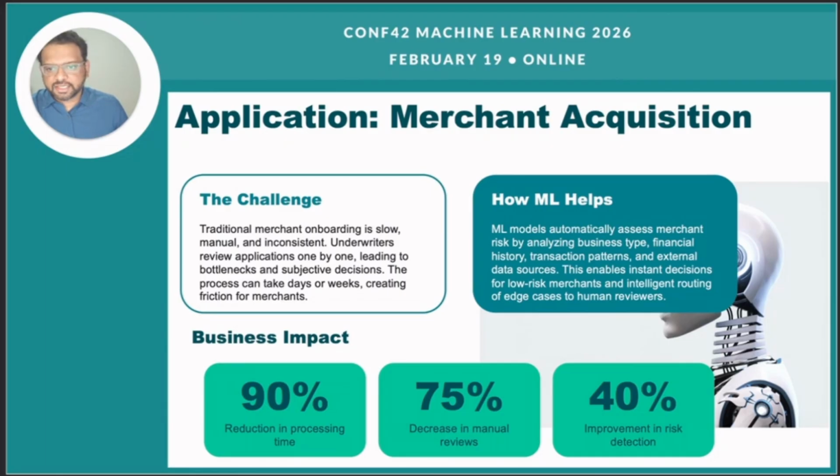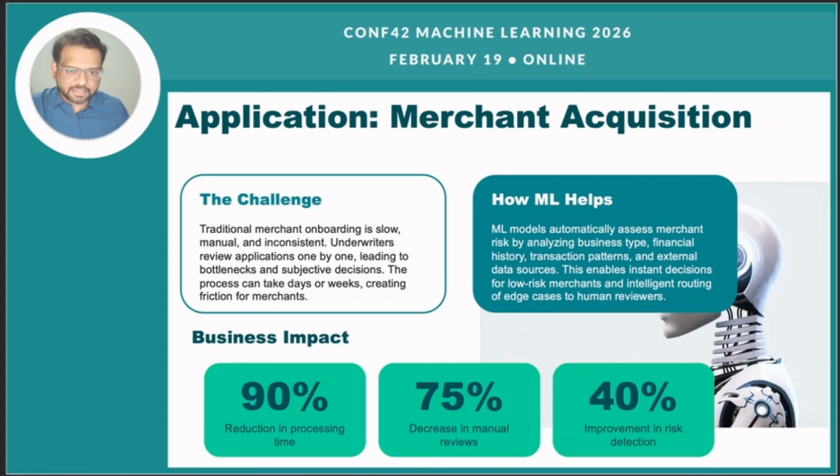The challenge in traditional merchant acquisition and onboarding is significant. The process is slow, manual, and inconsistent. Underwriters have to review the applications one by one, evaluating business documents, financial statements, and risk factors. This can take days or weeks, creating friction for merchants who want to start accepting payments right away and quickly. Decision quality varies based on underwriter experience and judgment.